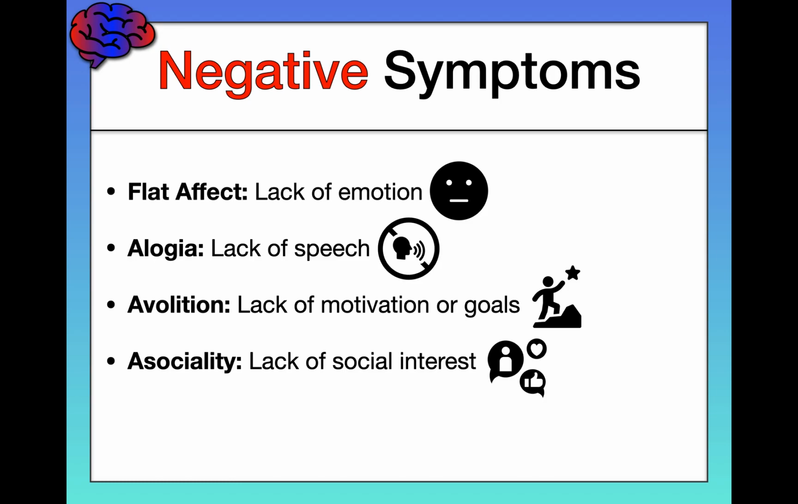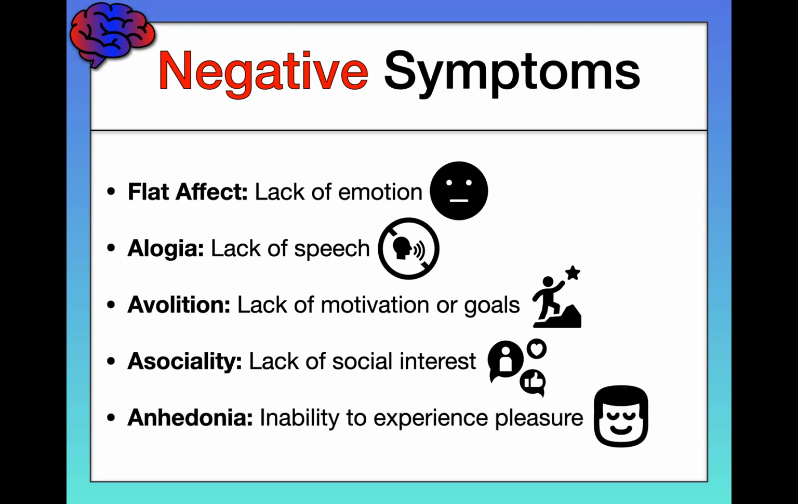Asociality, a lack of social interest, not really interested in people around you, what they're doing, what they're saying. And finally, anhedonia, which we've learned about before in regards to anxiety and mood disorders. Anhedonia is an inability to experience pleasure, even from things that normally would grant a person pleasure.